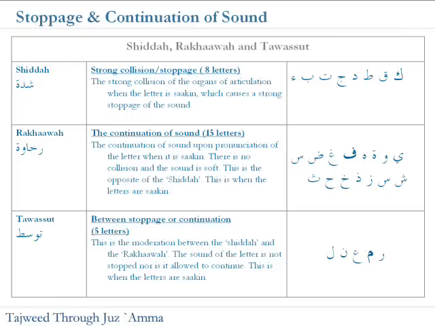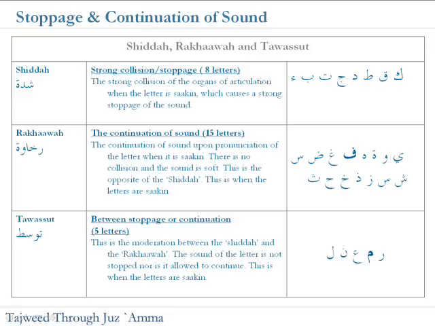So the first one we're going to take in the grouping of those with opposites is stoppage and continuation of sound. So we have three characteristics here, which is strong collision or stoppage, the continuation of sound, i.e. no collision or stoppage, and there's one in between. And in the Arabic we've got the terminologies for them here. So we've got shiddah, rakhawa, and tawassat, and they've got a certain number of letters in them, so we'll just read through the points.